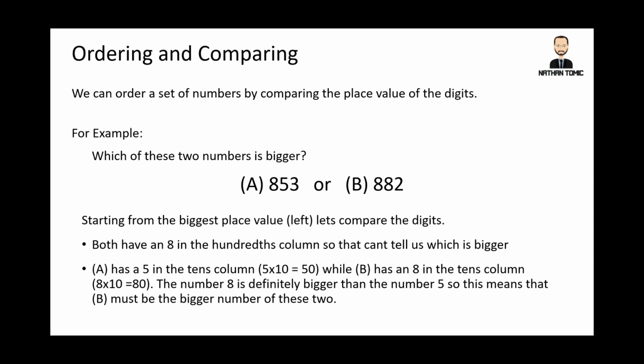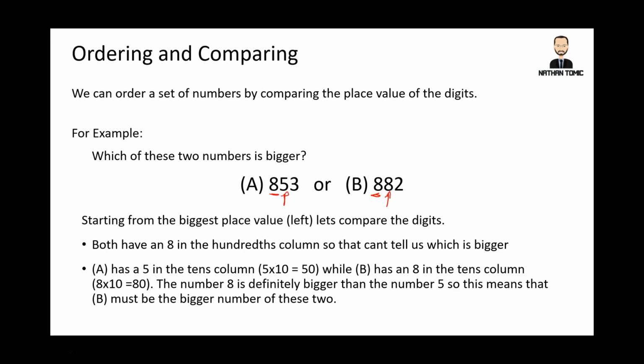We're going to start from the biggest place value, which is always the value furthest to the left. So if we look at the left-hand value of each number, they are both 8. And of course, 8 is the same as 8. Neither one is bigger or smaller. So that place value, which is the hundreds, does not give us an indication of which number is bigger or smaller. If we now look at the second place value, in this case, that is the tens place value.